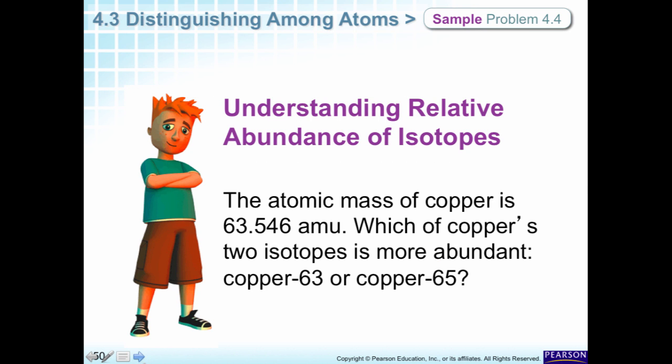Okay, we can work backwards too from this. The atomic mass of copper is 63.546 AMUs. And we have two isotopes, copper 63 and copper 65. So which do you think is more abundant? Since this number is closer to 63, my bet is it's going to be copper 63. Let's see.